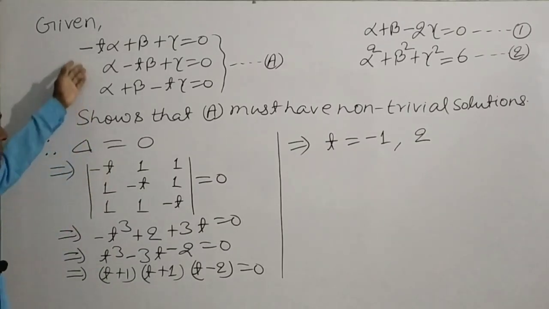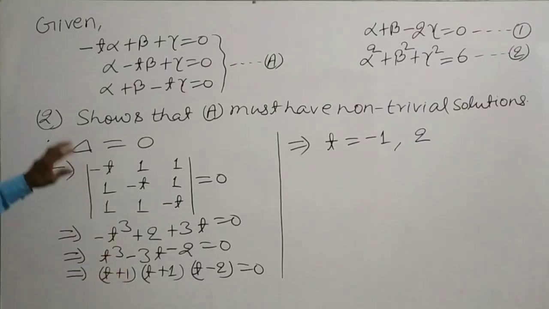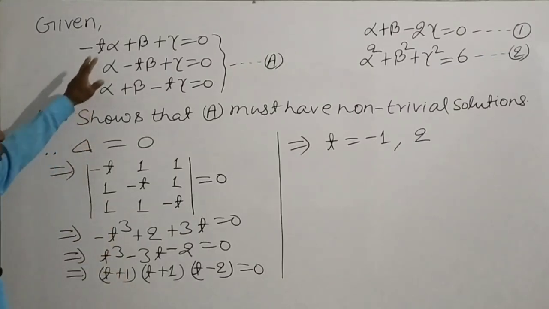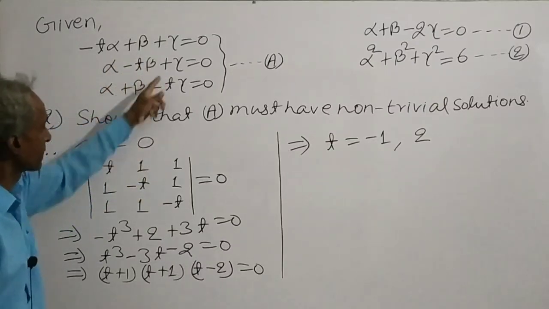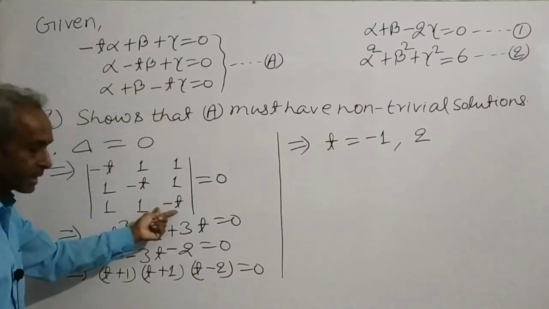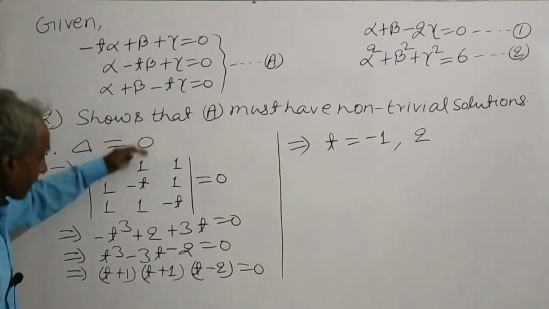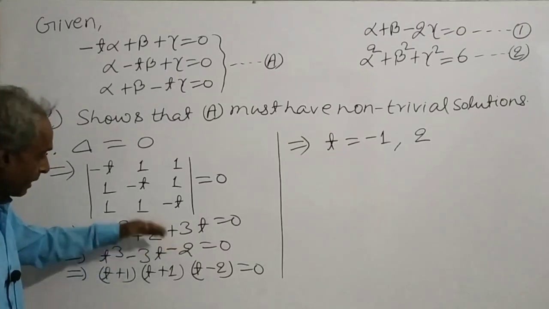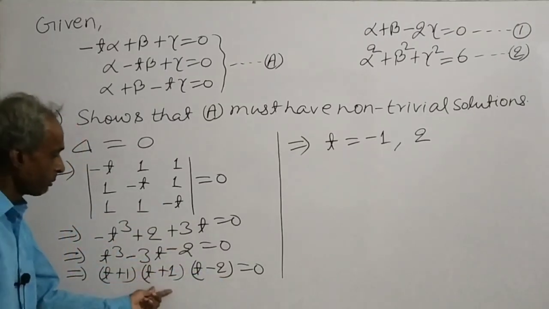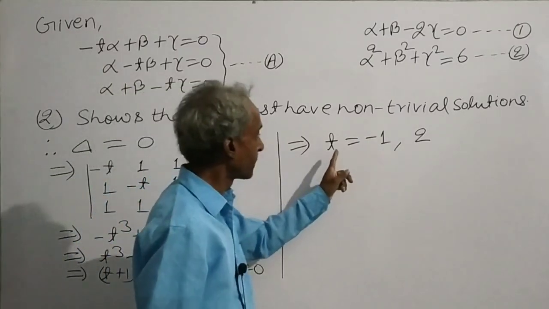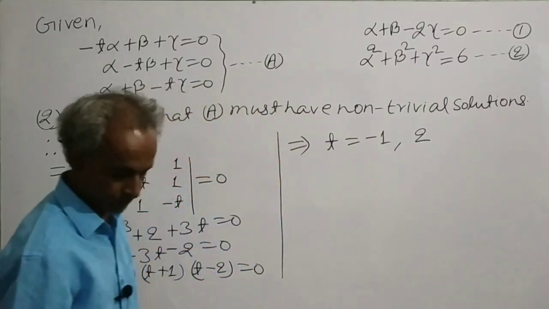A homogeneous system of equations has a non-trivial solution if the determinant formed by the coefficients, with minus t, 1, 1, 1, minus t, 1, 1, 1, minus t, is equal to 0. After expanding this determinant and factorizing, we get this. From this we get two values of t: t is equal to minus 1 and t is equal to 2.